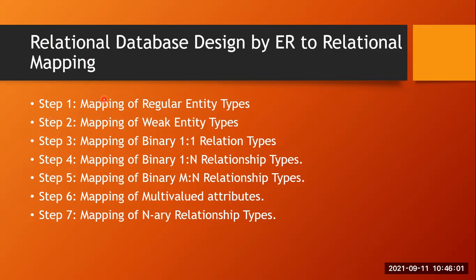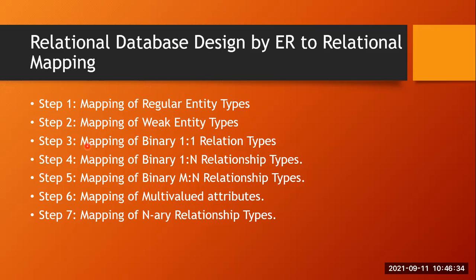The first step represents the mapping of regular entities. We can call them strong entities also. We'll work on them separately: regular entities, normal entities. Step 2 considers the mapping of weak entity types. Which are the weak entities? Before proceeding to the regular entity types or weak entity types, we should know what exactly the definitions of a regular entity and a weak entity are, so that we are aware and can look forward to the next steps.